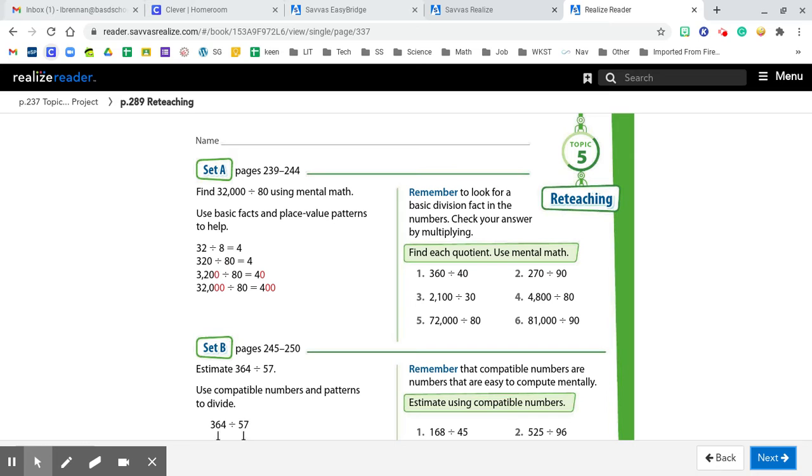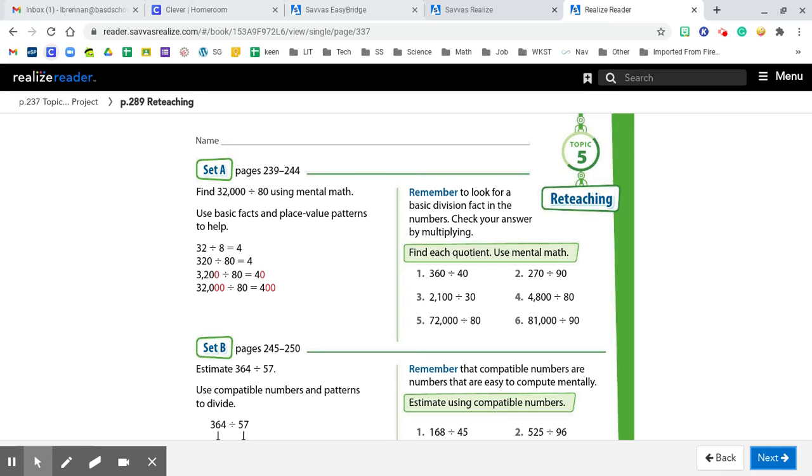So we're doing in review, set A. And for this review, we have lots of pages, 1, 2, 3, 4, 5. So I'm going to divide the review into 2 videos. And so here we go with set A.